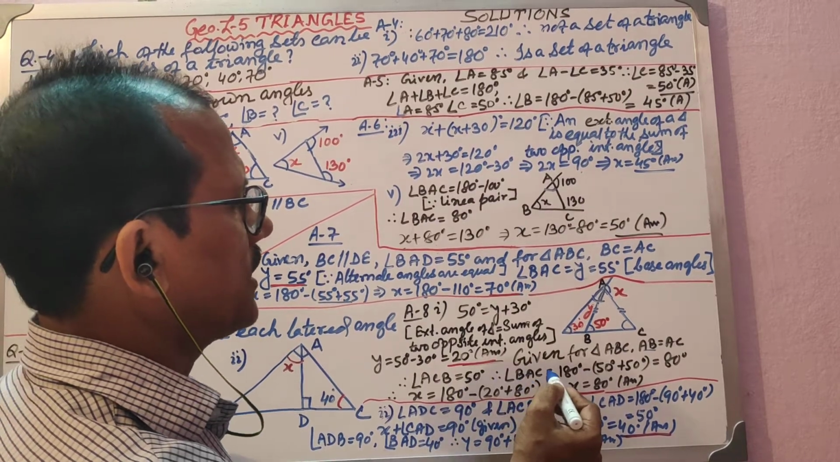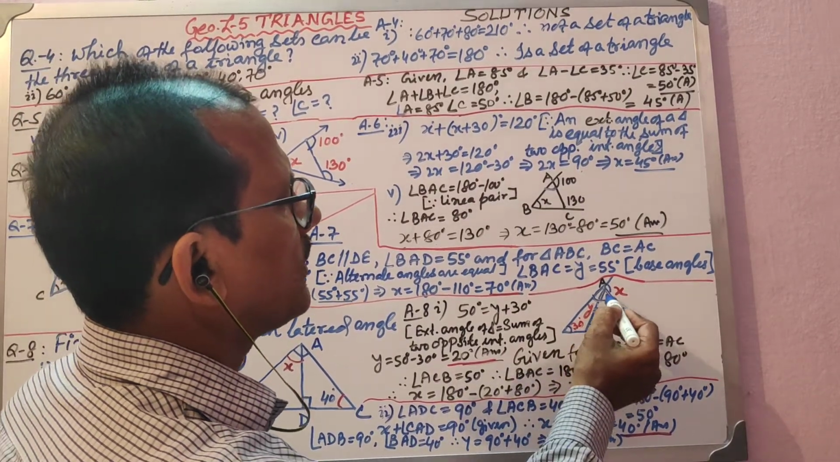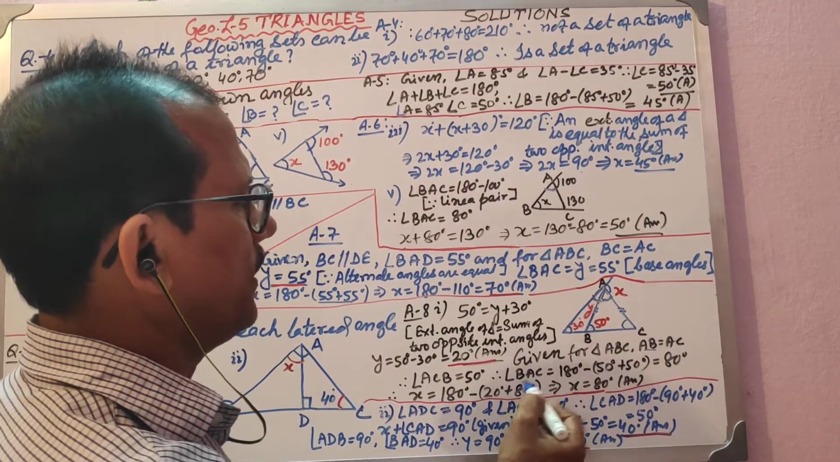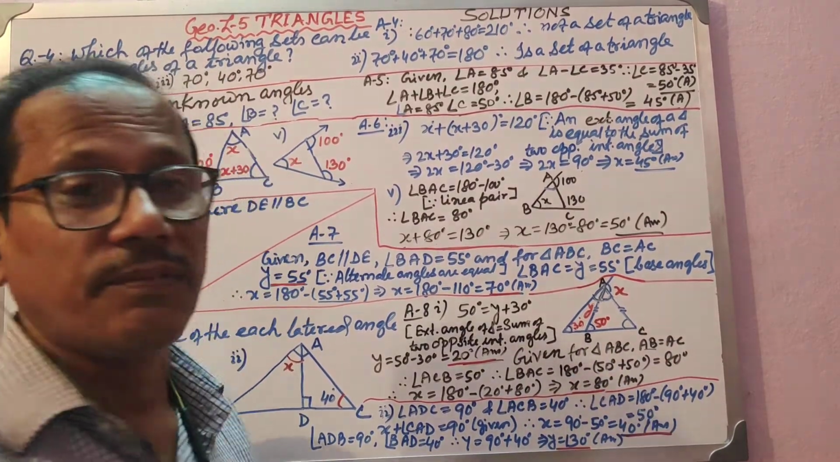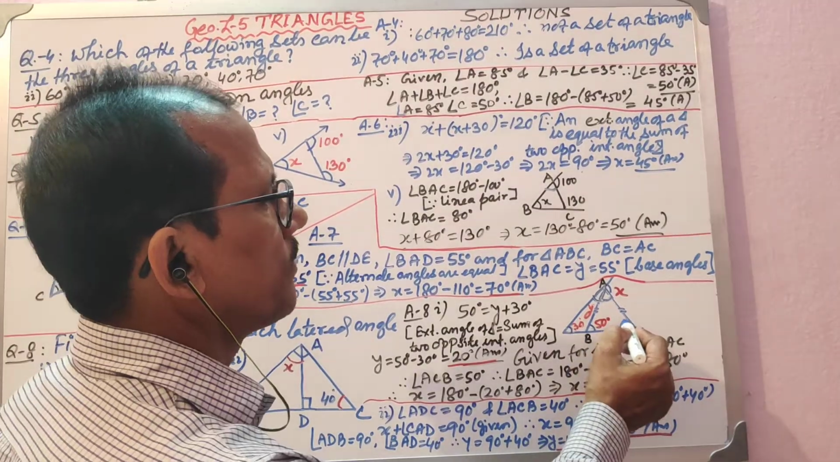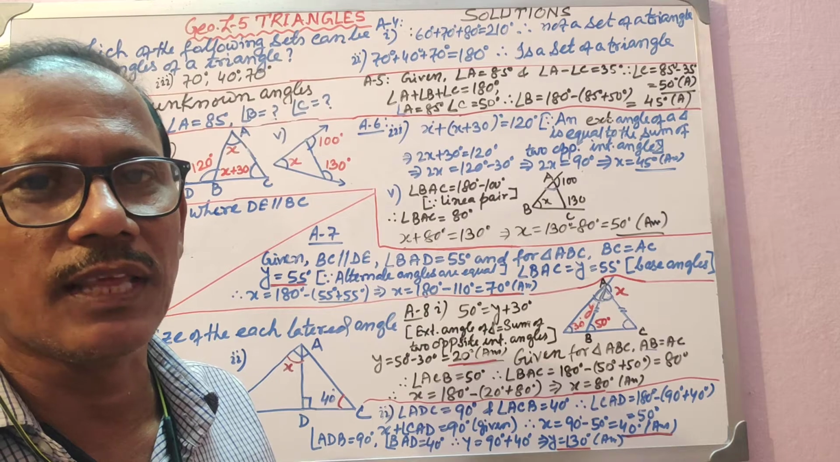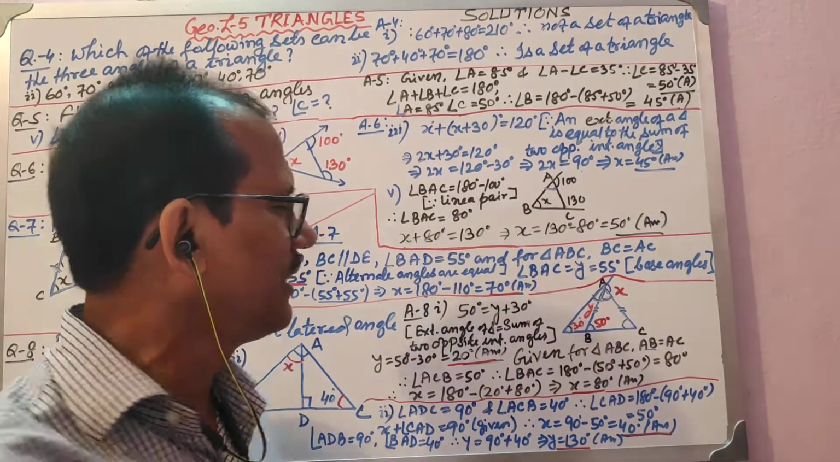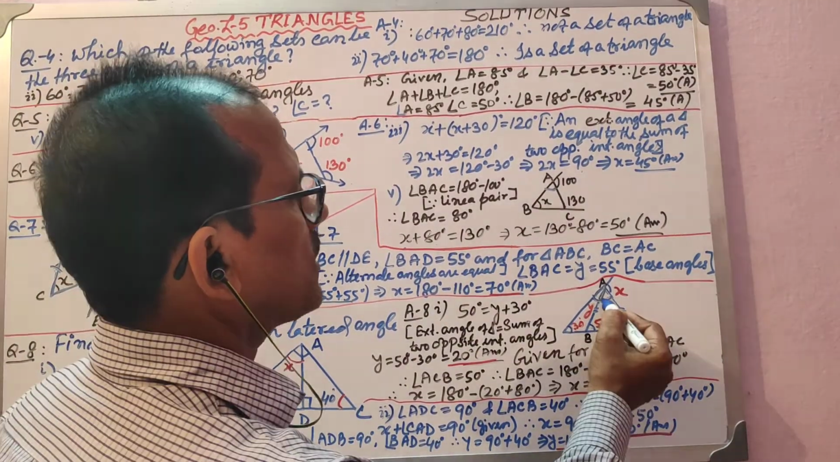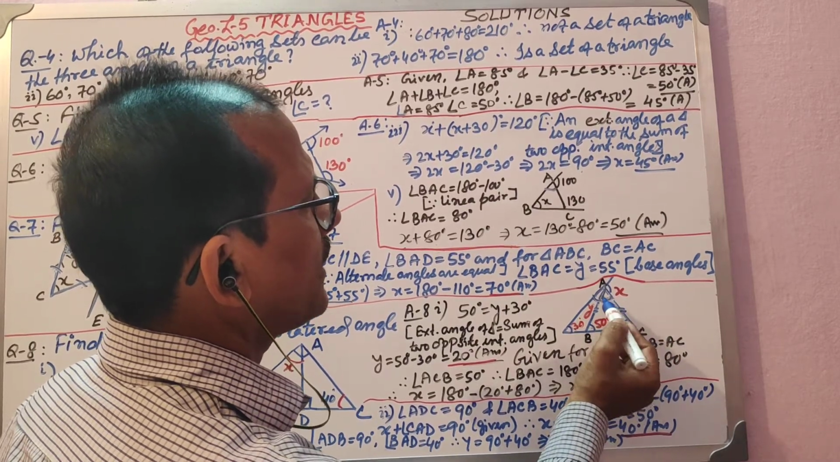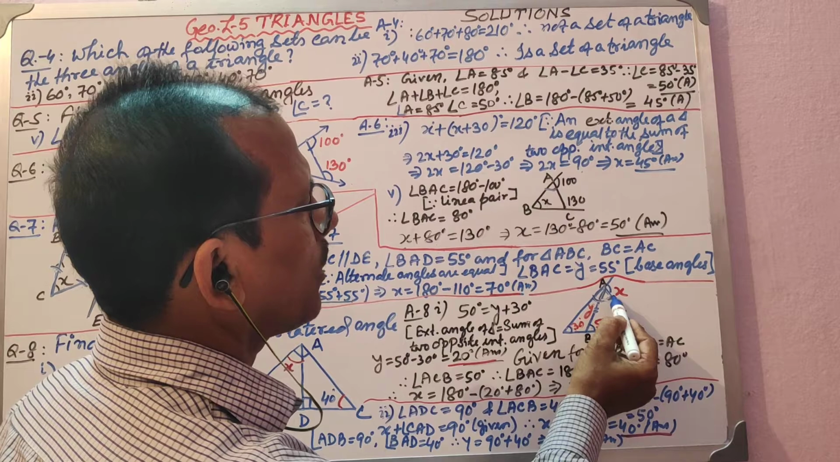Therefore, this angle BAC, how much will it be? You take out BAC: it will be 180 minus 50 plus 50. This is 50, this is 50, and this will be 180 minus 50 plus 50, because the sum of all the angles of a triangle is equal to 180 degree. Based on that property, this angle becomes 80 degree. This angle is 80 degree, and then you have to find out x.